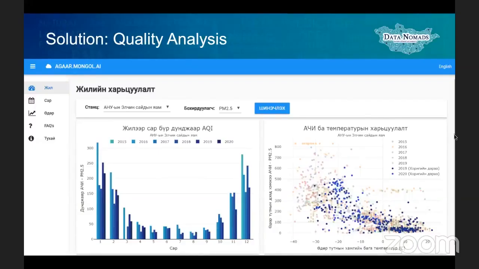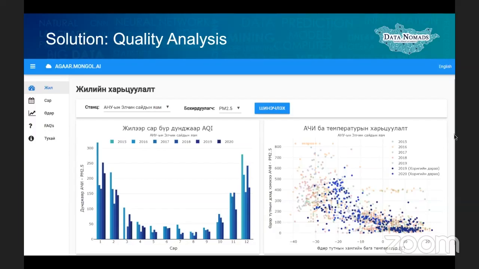So the solution that I've put together, at least one of the solutions, is Agar.Mongol.ai. And this is basically just a dashboard, if you will. It's an interactive dashboard that allows you to look at air quality data going back to 2015 for all the air pollution stations that have been active for many years. And what you can see is, this is the year view. Definitely, the winter of 2019 and spring of 2020 has been lower than last year, which is good news, right?